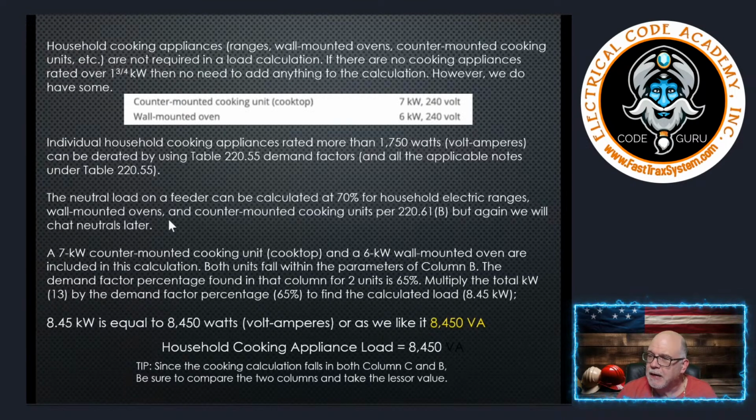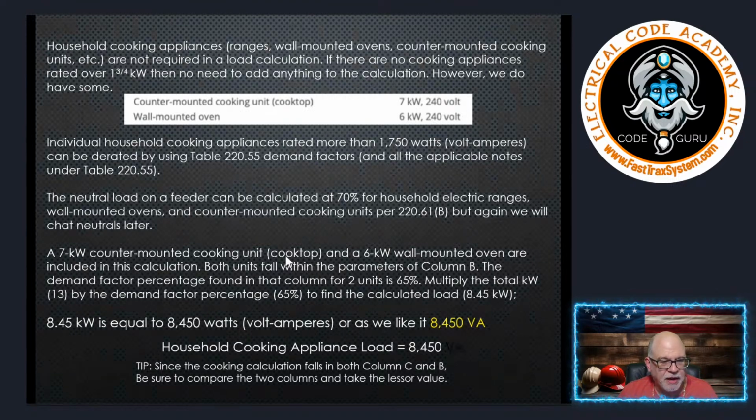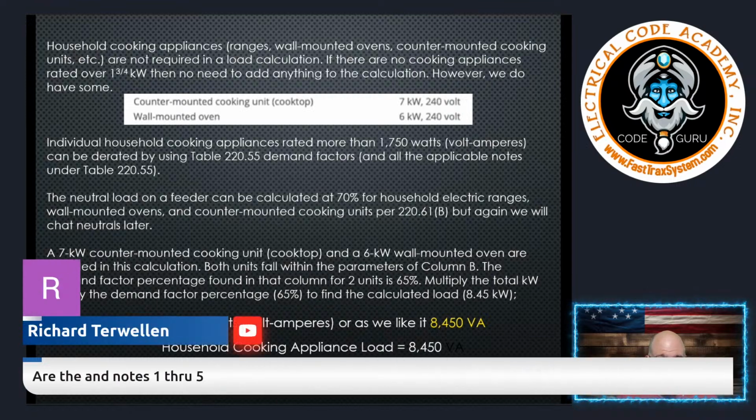All right, so let's look at what we got going on here. We've got a 7 kW counter-mounted cooking unit, cooktop. It's kind of a big cooktop. And there are definitely, as Richard says, a bunch of notes in there which you will learn about over in our range videos. Those are definitely where you would find those. So remember, you've got notes to be aware of.